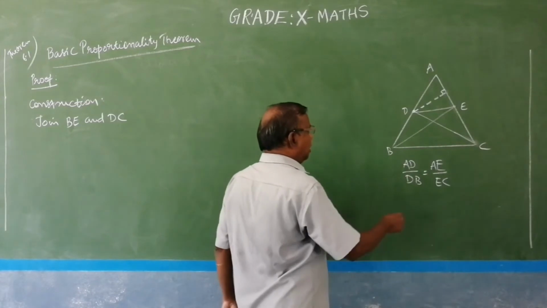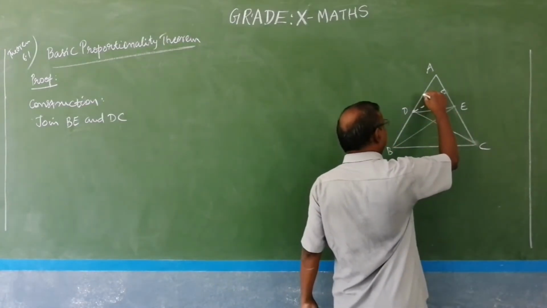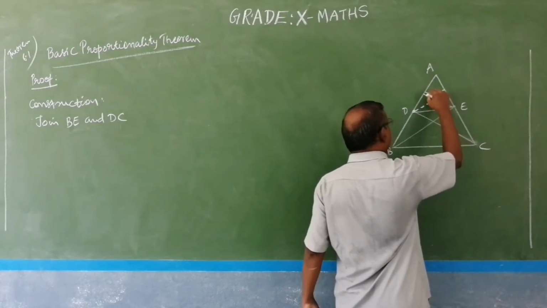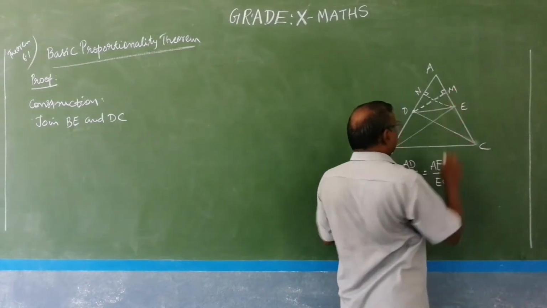And another perpendicular from AE to AB, EN. So let that point of contact be N. So this is another perpendicular. So I am marking it as N, and here it is M.